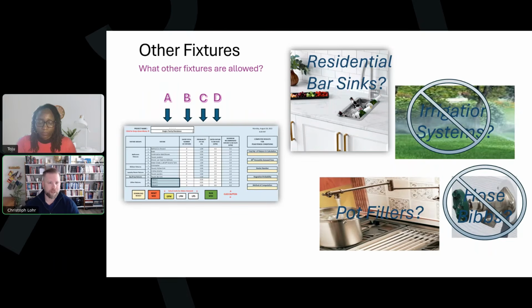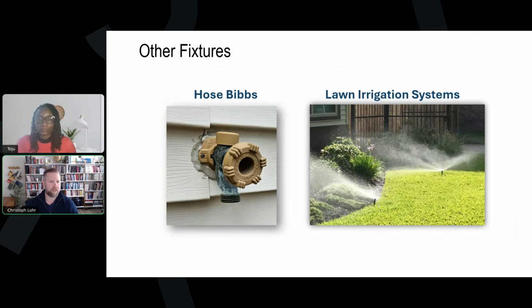So for other fixtures, one of the things that's really specifically common with hose bibs and lawn irrigation systems is that they have a very specific flow rate. Those are dealt with differently, and we'll touch a little bit on that here in just a minute. But just note that the common denominator for both of these is that there's just going to be a straight continuous flow rate of GPM. So if you had a hot water hose bib, sometimes those occur, same sort of thing.